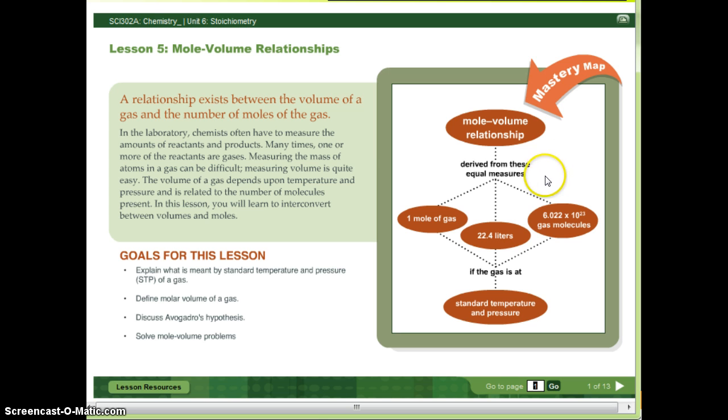Mole to volume relation, derived from these equal measurements: 1 mole of gas is exactly the same as 22.4 liters, which is exactly the same as 6.022 times 10 to the 23rd gas molecules, if the gas is at standard temperature and pressure.